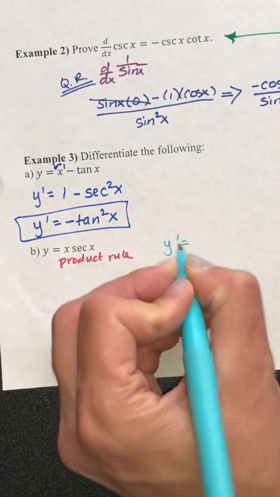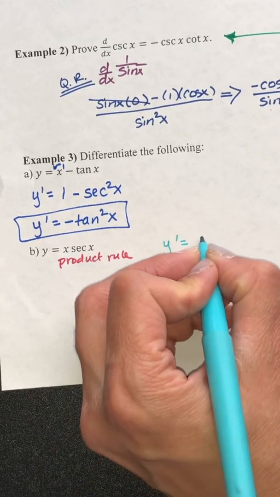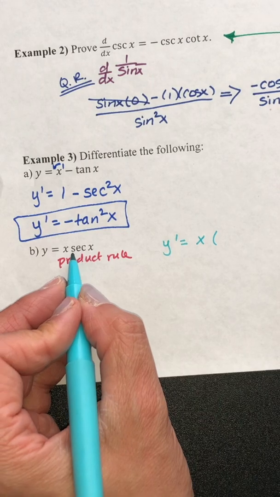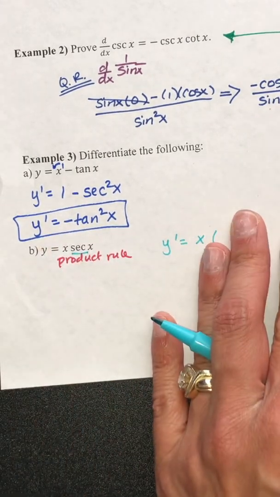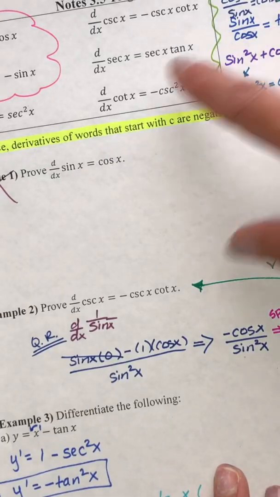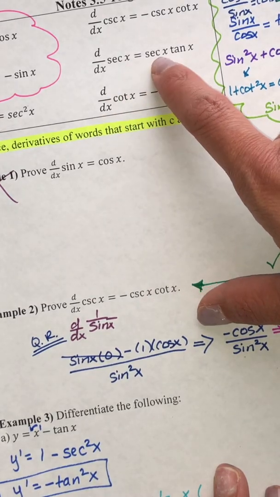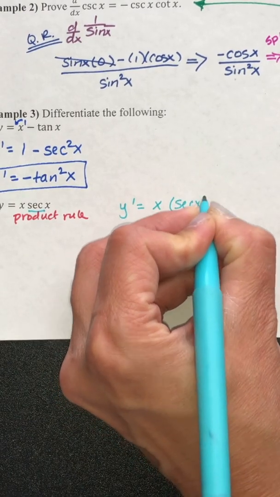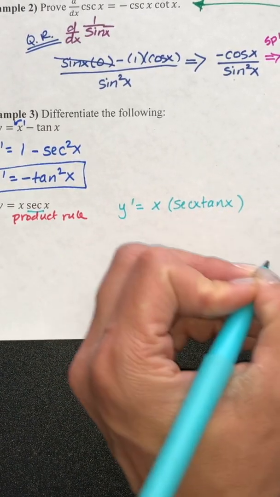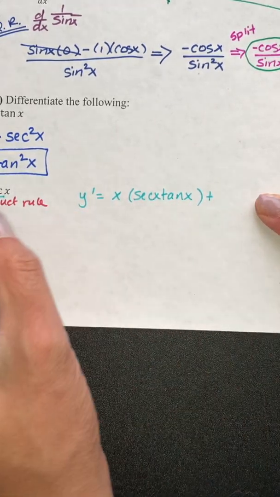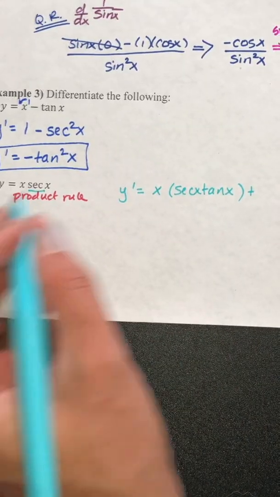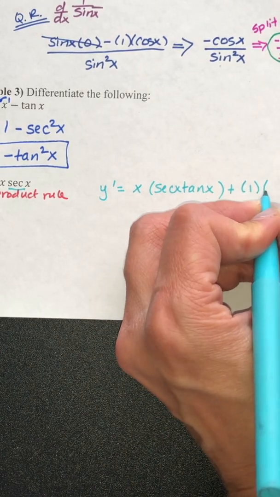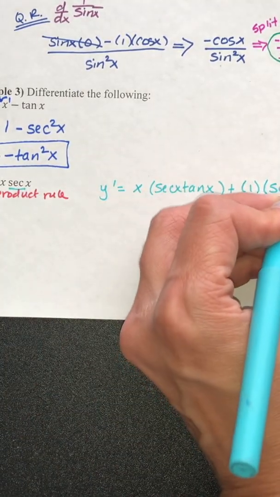So y prime equals, so the first is x times the derivative of the second. So the derivative of the second part, that would be the secant x. So if we don't remember, we can go back to our little chart here. The derivative of secant x equals secant x tangent x. Okay, plus now we need the derivative of the first. So the derivative of x is a 1 times the second, which is just secant x.